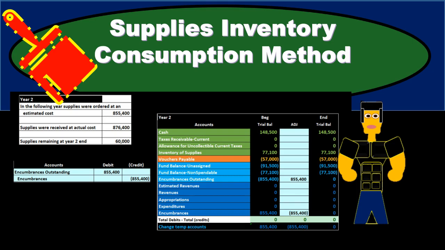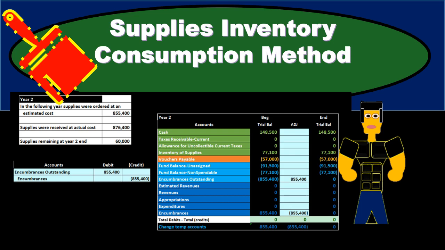In this presentation, we will work an example problem related to the consumption method for tracking and recording supplies inventory for a modified accrual accounting method, for a fund accounting method, this being for the general fund. When considering the tracking of supplies inventory for the modified accrual accounting for the general fund, we typically have two methods that we can use. We have the consumption method and the purchases method. We're going to be concentrating here on the consumption method.